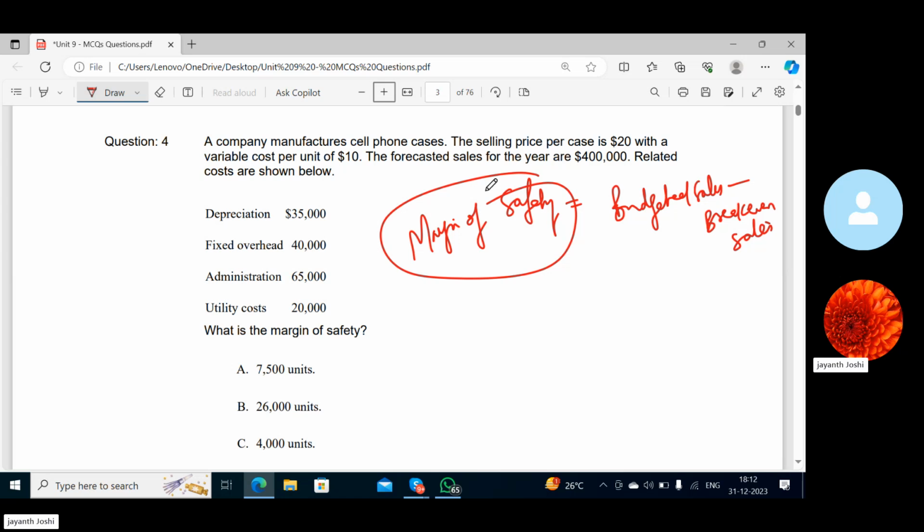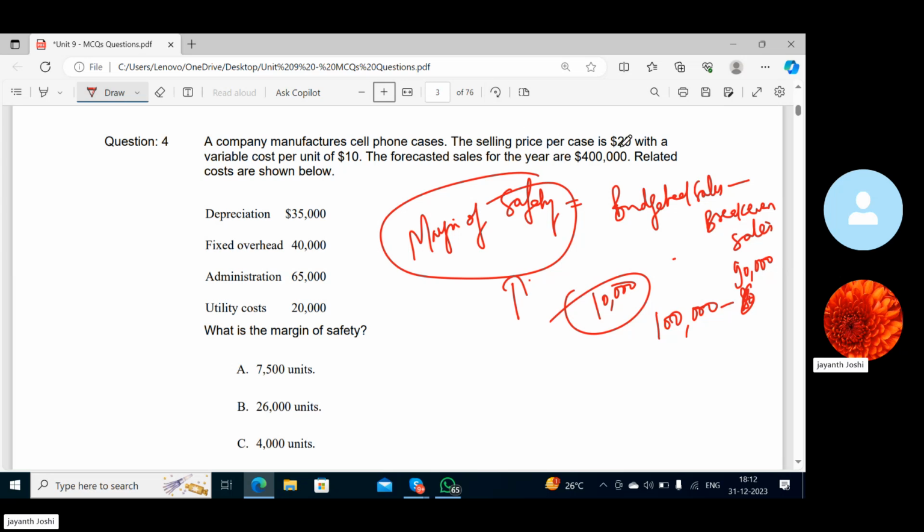Whatever you have budgeted, it is more than the break-even. It is the amount by which sales can decline before losses occur. That means your break-even sales should be less than your budgeted sales. You budgeted that you want to make sales of 1 lakh, and you break even at 90,000 worth of sales. So margin of safety is 10,000. You have this excess, correct?